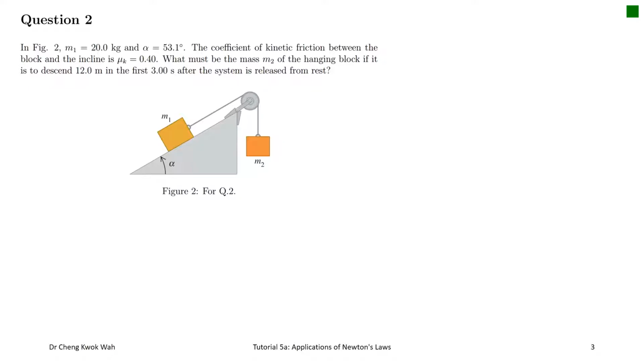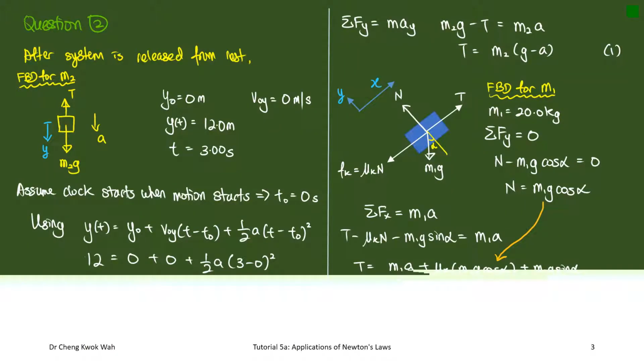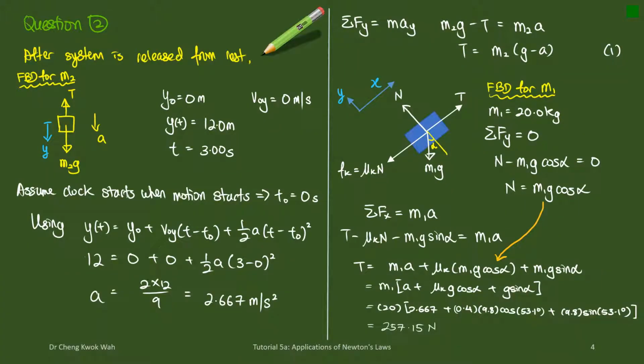The question asks, what must be the mass m2 of the hanging block if it is to descend 12 meters in the first 3 seconds after the system is released from rest? The second sentence here actually is a question on kinematics. From the displacement 12 meters and the change in time 3 seconds, we are able to determine the acceleration of the system. The first step is to find the acceleration.